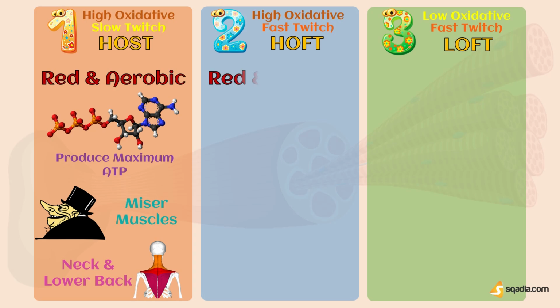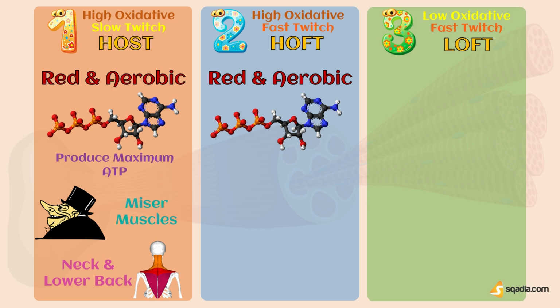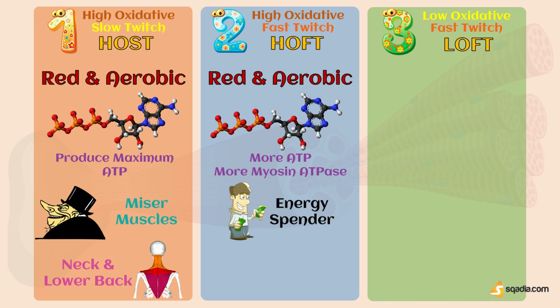Now, hoft is also red aerobic and has a lot of ATP. But it also has ATPase enzyme. So it splits ATP too much. We can say that hoft is a good spender of energy.